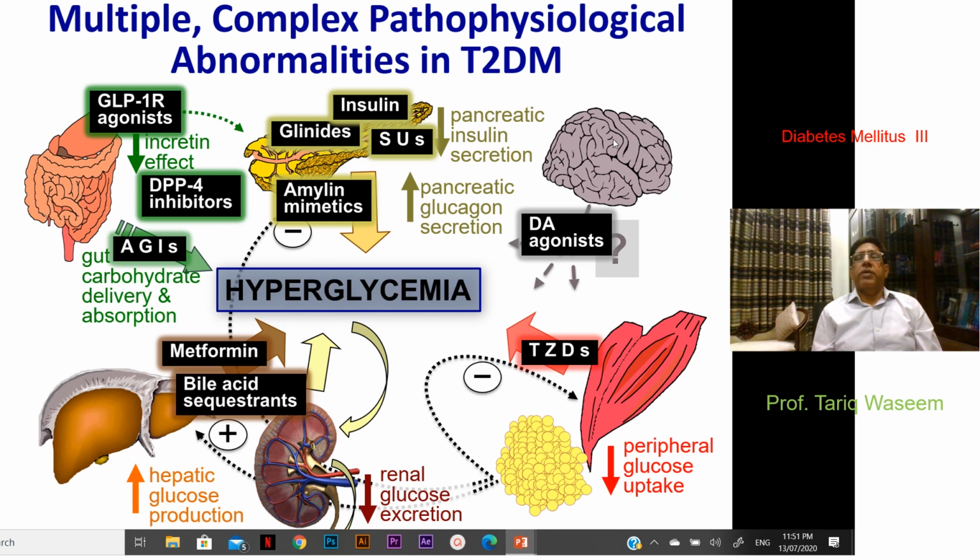And then there are dopamine agonists which can lead to satiety and increased filling sensations through a central mechanism.